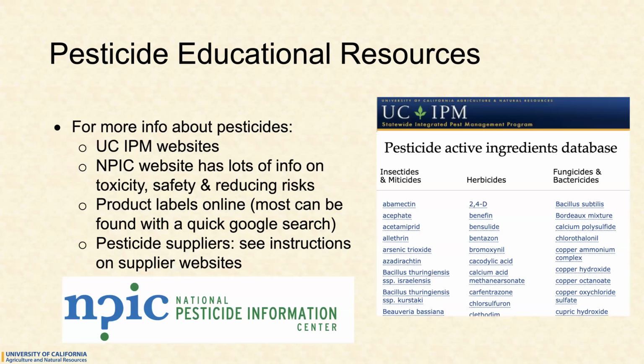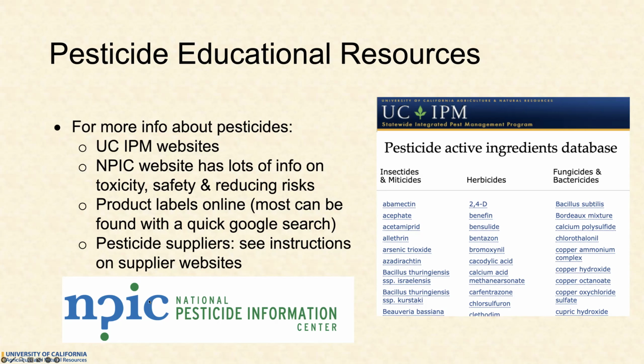So if you want more information about pesticides, there's a bunch of educational resources on the UC IPM website. This is actually an incredible database of lots of different active ingredients. So if you're curious, you want to learn more about specific active ingredients that I've covered, you can look here. This does include organic and biologically based options as well.